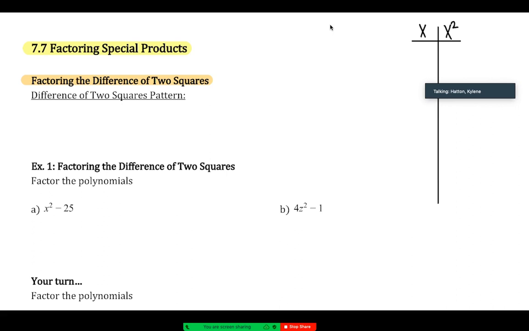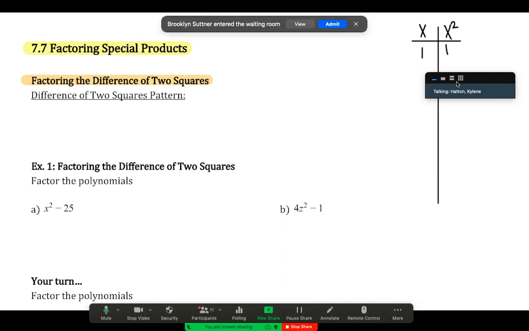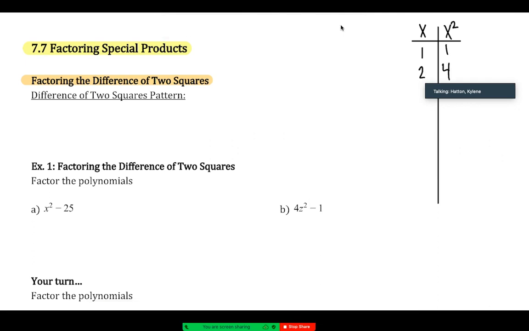Just meaning if my number is x, then x squared would be 1 squared, and 1 squared is just 1. And then, oh, you can't see it. Sorry. Hold on. Okay. And then the next number would be 2, and 2 squared would give you 4. Next number 3, 3 squared would be 9. And we're going to go all the way down to 10.